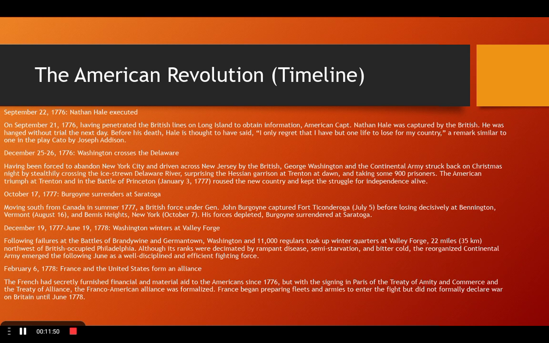February 6, 1778, France and the United States formed an alliance. The French had secretly furnished financial and material aid to the Americans since 1776, but with the signing in Paris of the Treaty of Amity and Commerce and the Treaty of Alliance, the Franco-American alliance was formalized. France began preparing fleets and armies to enter the fight, but did not formally declare war on Britain until June 1778.